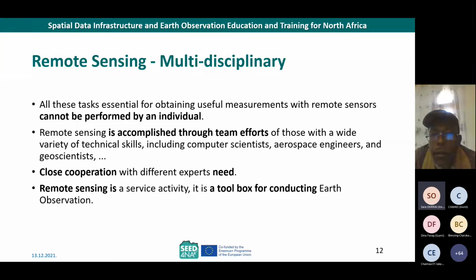So remote sensing is a service activity. Remote sensing isn't a science that stands alone, just picturing what we do with the images. So it is a toolbox for conducting Earth observation. So now we can say that Earth observation is gathering information about the planet Earth, and we do that through a toolbox known as remote sensing.